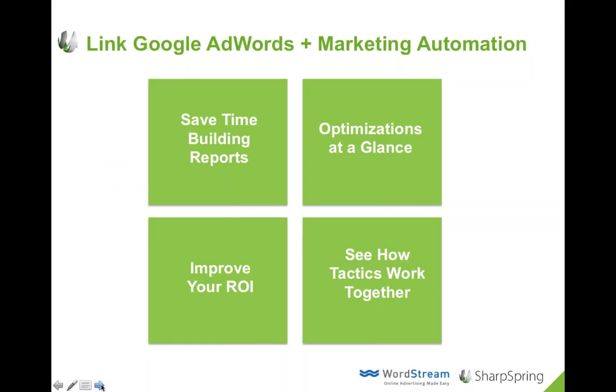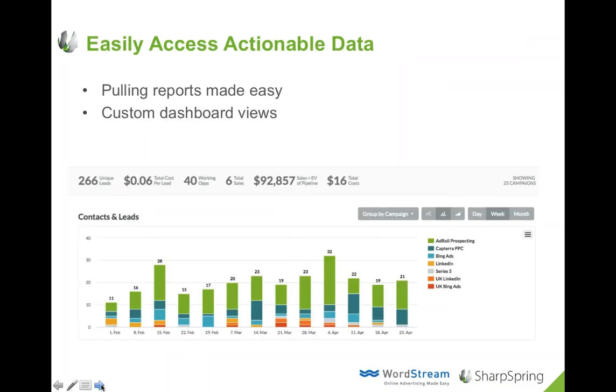So the key benefits for linking your marketing automation and your Google AdWords account include saving time building reports for each of your clients, quickly being able to tell where you have opportunities to optimize, whether at a keyword or campaign level, improving your ROI by narrowing in on the campaigns and keywords that are making a difference, and being able to see your PPC strategy and how it works with the entirety of your marketing efforts. And this is for both online and offline, which I think is extremely valuable.